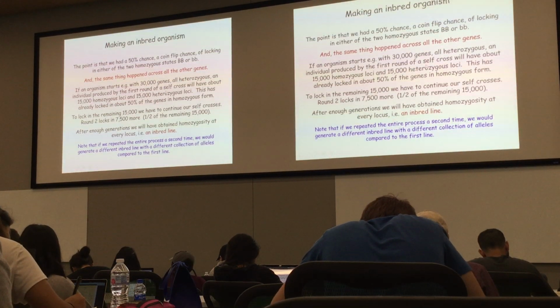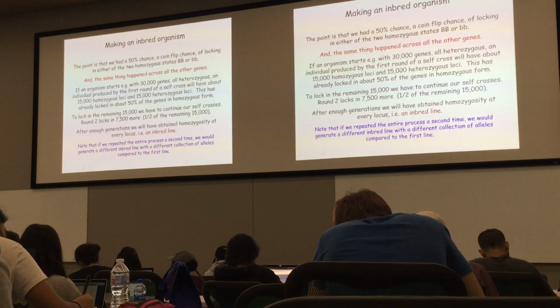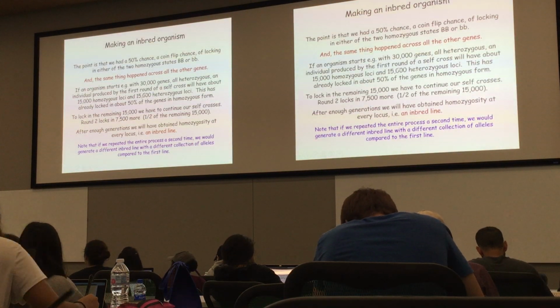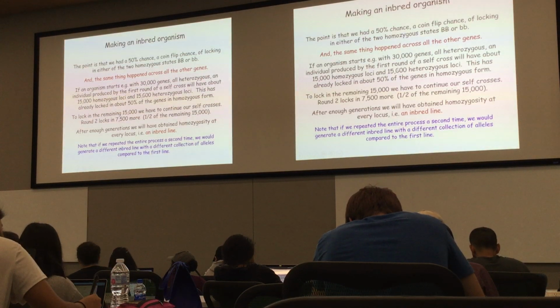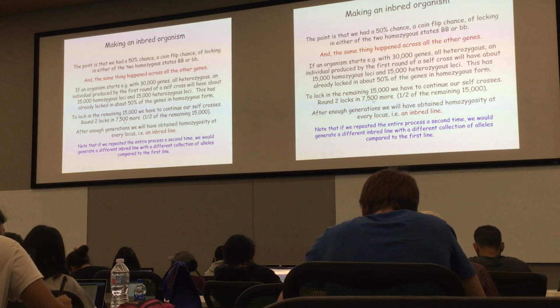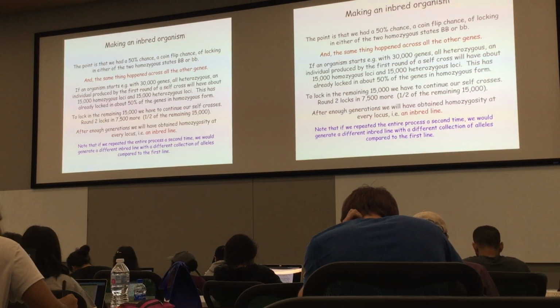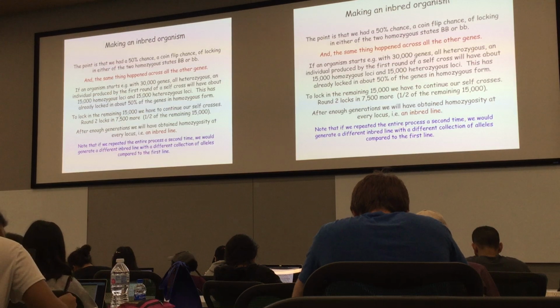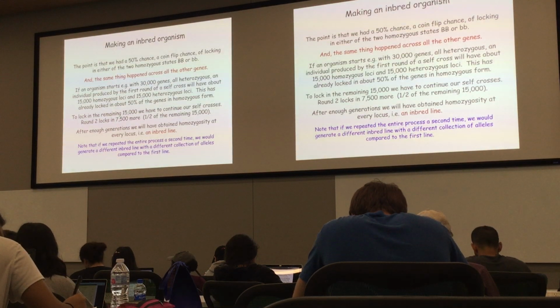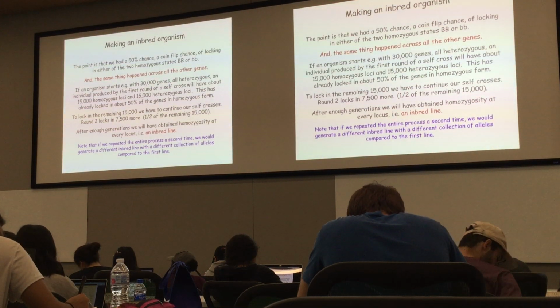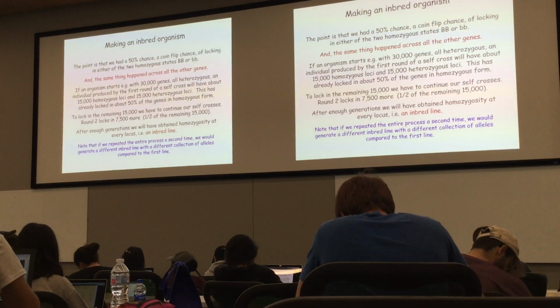So you do the exact same process again. For all those loci that are still heterozygous, in the next round, about half of them will be fixed into homozygosity, right? That is 7,500. And you just keep going until you reach this point of diminishing returns where there's almost nothing left to fix anymore. And then you have an inbred plant line, just by self-crossing and randomly picking. So this is the idea of how you would make an inbred line.